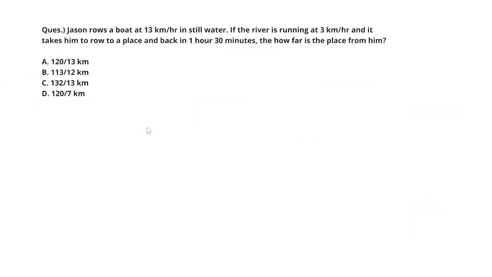So let's look at this question. How can we solve this? The question is, Jason rows a boat at 13 km/h in still water. If the river is running at 3 km/h and it takes him 1 hour 30 minutes to row to a place and back, how far is the place from him? Okay, the options are 120 by 13 km, 113 by 12 km, 132 by 13 km, and 120 by 7 kilometers. Let's see how we can solve this question.